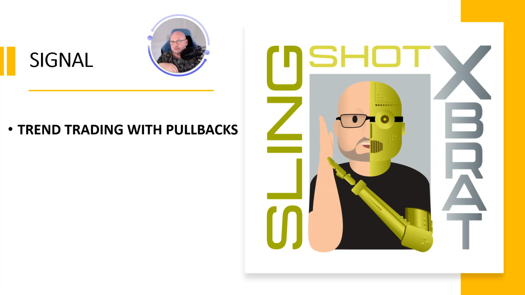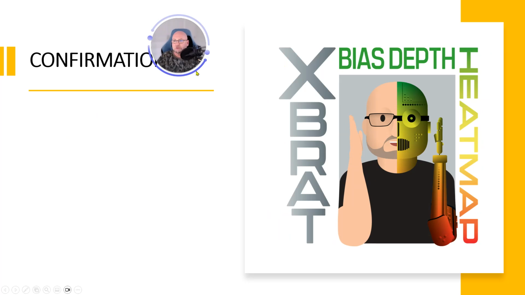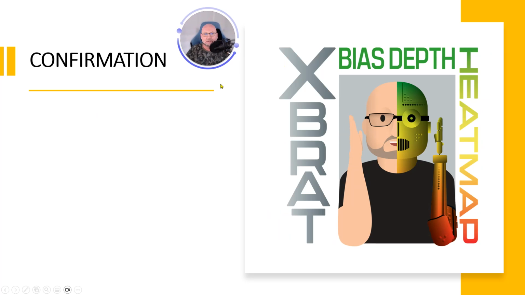So for example, something moves up and then we get a pullback. We measure that pullback and then we look for the slingshot and give signals in the same direction of the trend. We also look at trend failures. Okay, so we can trade those trend failures, and this is on short, medium and even long-term trends with stocks, for example.